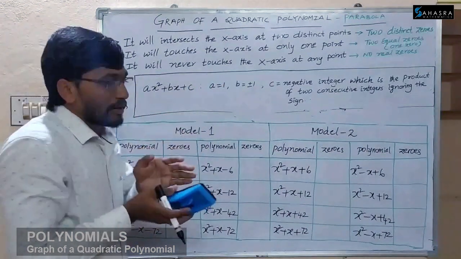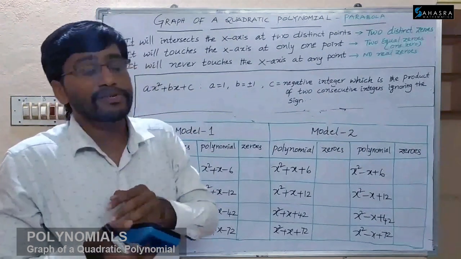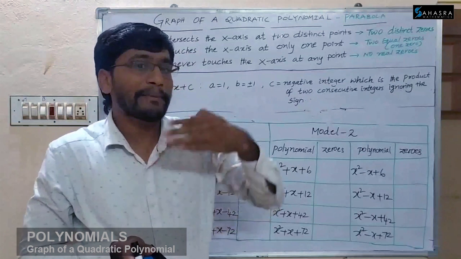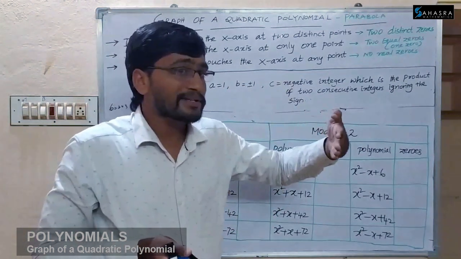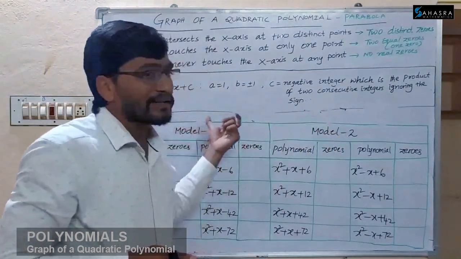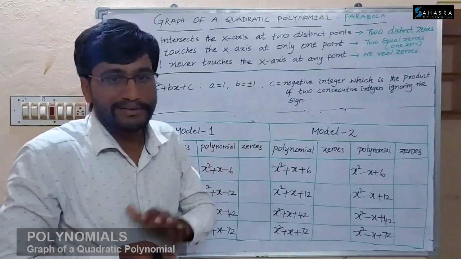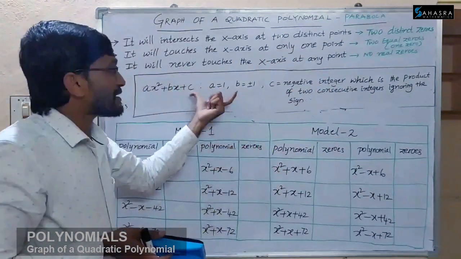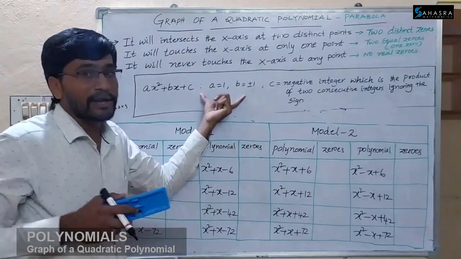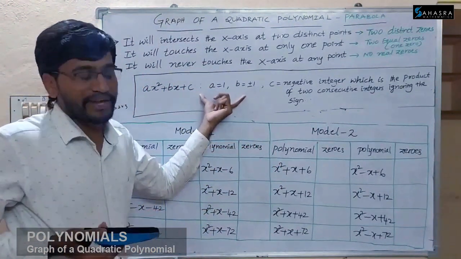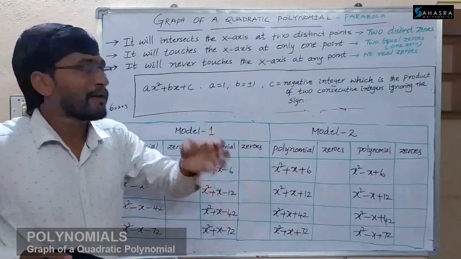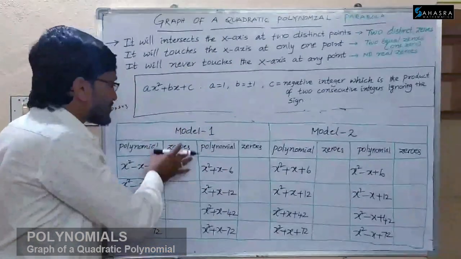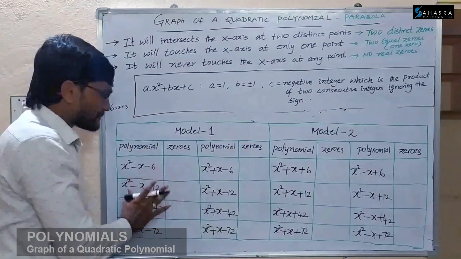Let us see how to find the zeros of a quadratic polynomial. By the factorization method, we can find the zeros of a quadratic polynomial, which we discussed in previous videos. Let us see particularly this type of quadratic polynomial. How can we find the zeros? Very easy. Without the factorization method, we can easily find the zeros of this type of quadratic polynomial.